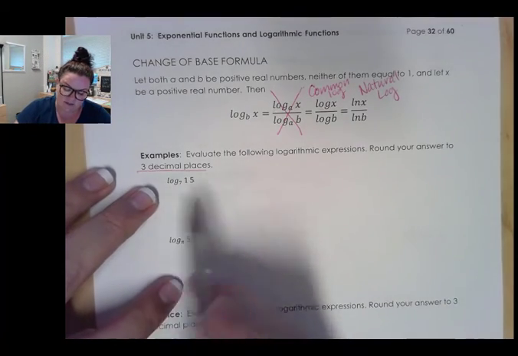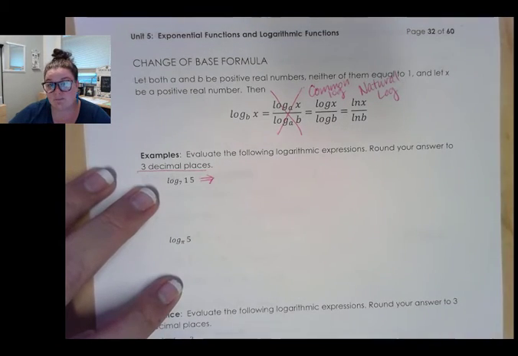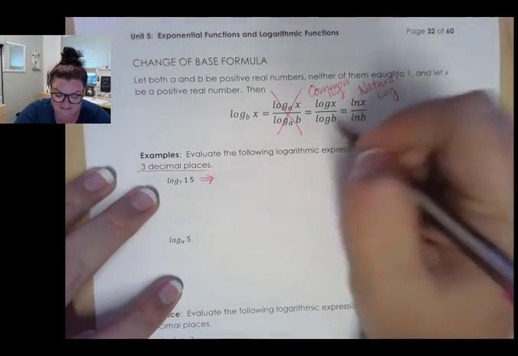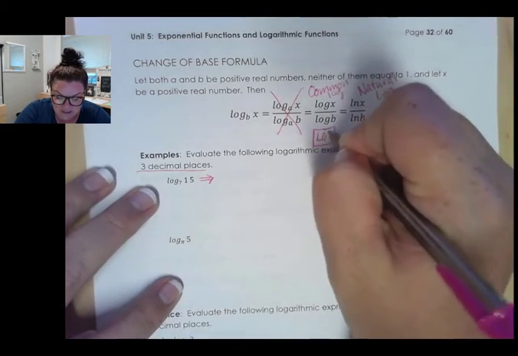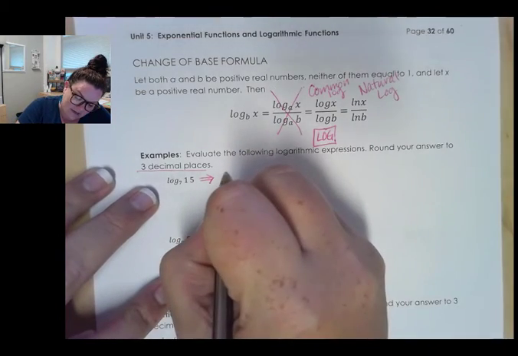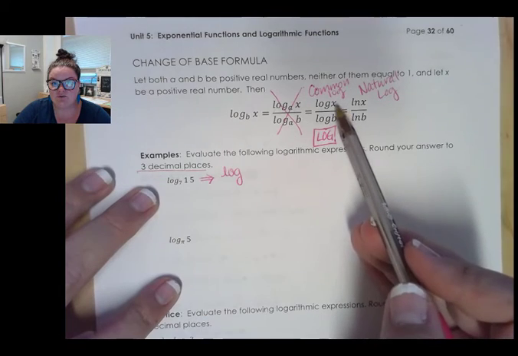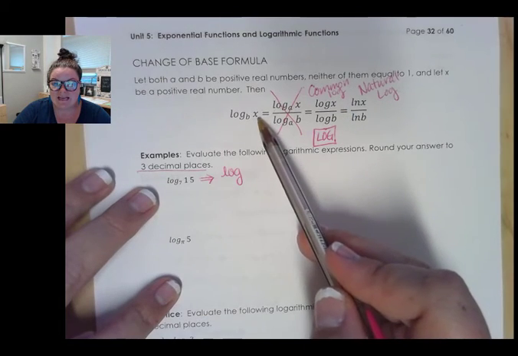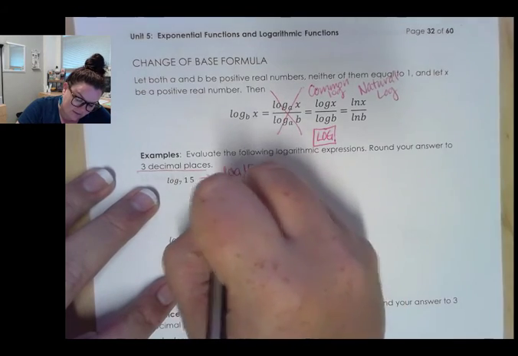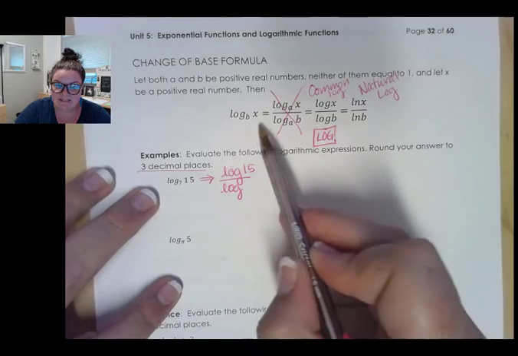So if I want to change this into something I can punch into my calculator, like the nice log button, the LOG, then I can convert this to a common log. And this formula says to do log of my original inside value, which here would be 15, divided by log of my original base.